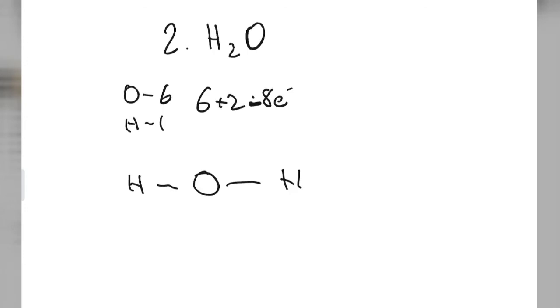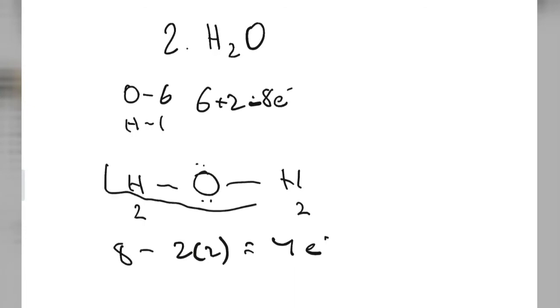So each of the hydrogens has two, and the oxygen has lone pairs, which we have to find out how many. So we have a total of 8 minus 2 times 2, which for each hydrogen we get 4 remaining electrons. So then we'd have just 2 lone pairs in the oxygen. And there we go. This is our Lewis structure for our oxygen.